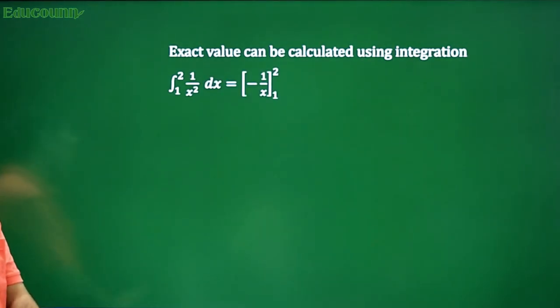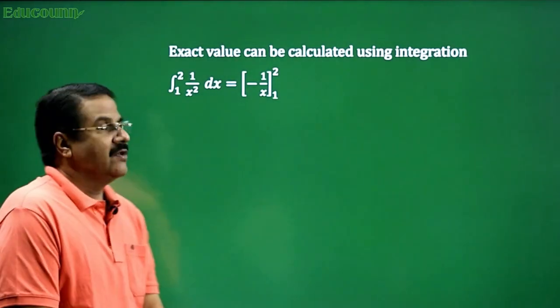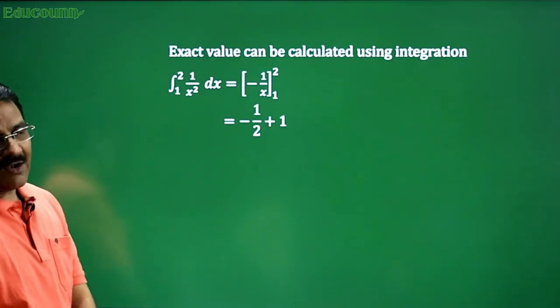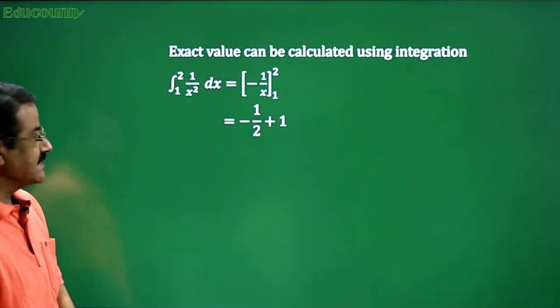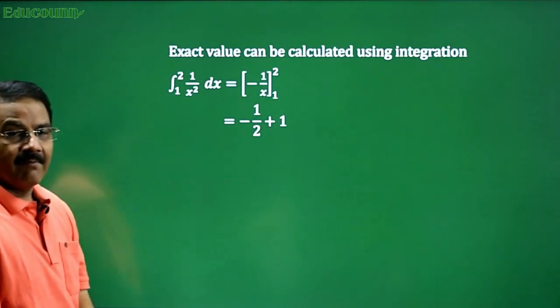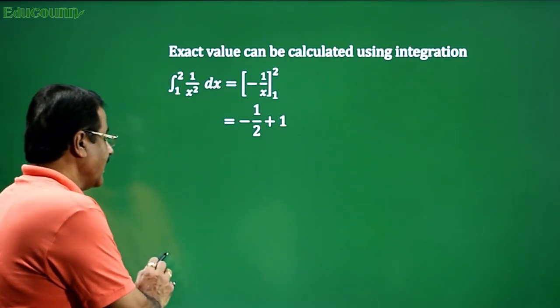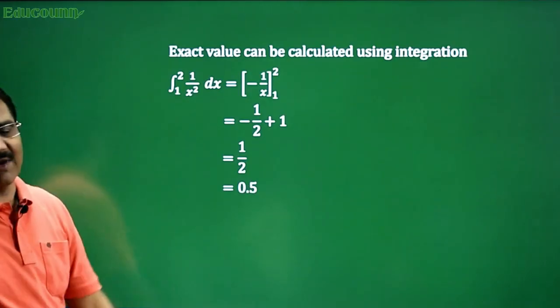We know the standard formula: integration of 1 upon x square is minus 1 upon x within the limits 1 to 2. Let us put the upper limit and lower limit. So minus 1 by 2 for the upper limit, then the lower limit with a minus sign, and this minus sign becomes plus, and then the lower limit 1 by 1, that is 1. And then we can see that the final answer is 1 by 2, and that is nothing but 0.5.